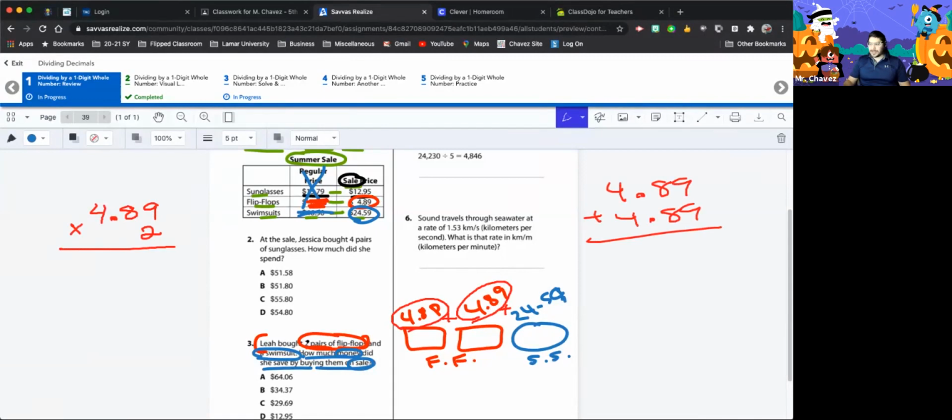I mean, you'll still get the same answer, right? But this is quicker. That's just one step. Here, there's so many steps that we have to do. We have to be sure our decimals are lined up, and then we have to be sure that we add. So let's just go ahead and multiply this first.